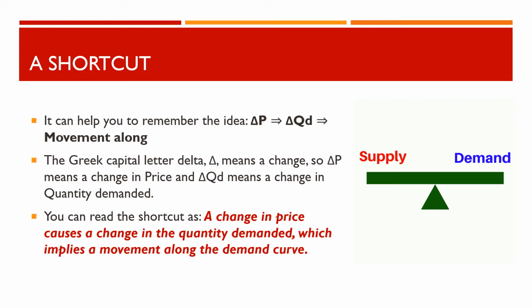It can help you to remember this idea about supply and demand. The Greek capital letter delta means a change, so delta P means a change in price and delta QD means a change in quantity demanded. You can read the shortcut as, a change in price causes a change in the quantity demanded, which implies a movement along the demand curve.